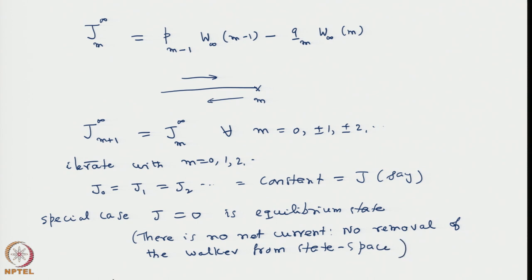Or site space. So, this specific case we discuss now in the next few slides. What are the implications for the occupancy probabilities? So, if we set j equal to 0 and go back to the definition, since we know that j_m, for example, is 0, which was by definition P_{m-1} W_infinity(m-1) minus Q_m W_infinity(m). That should be 0 for all m.